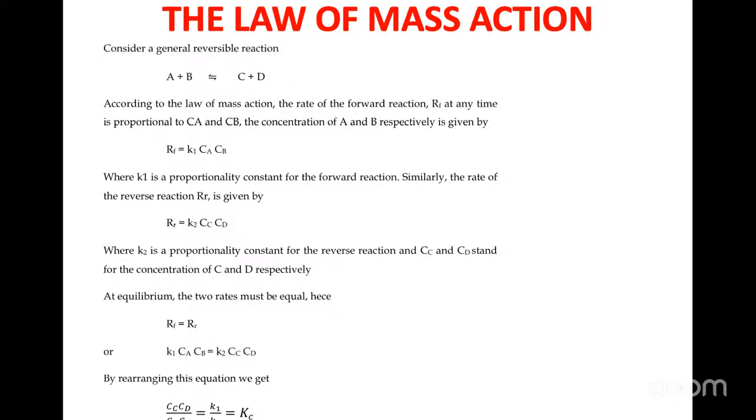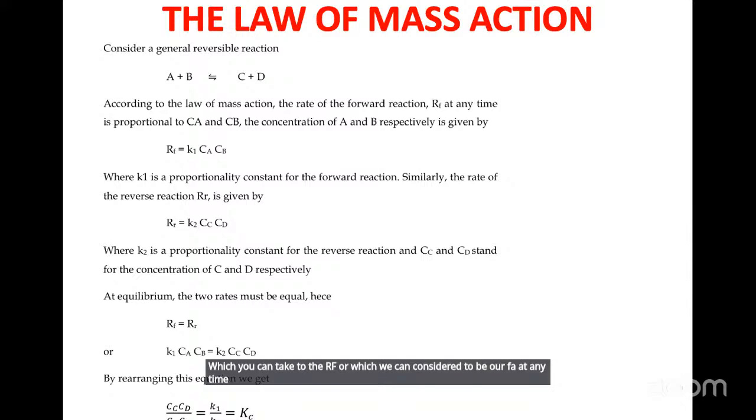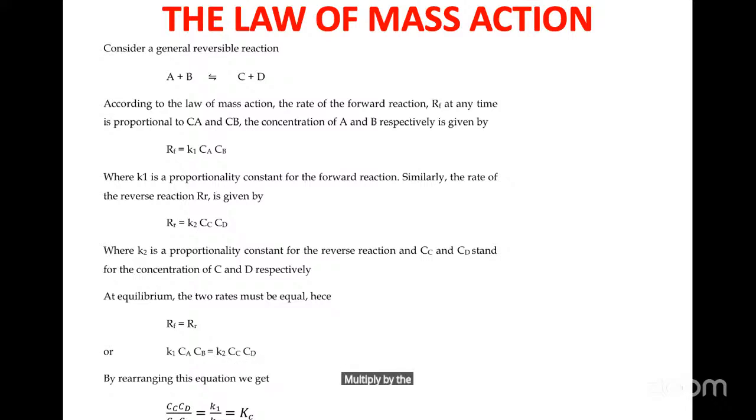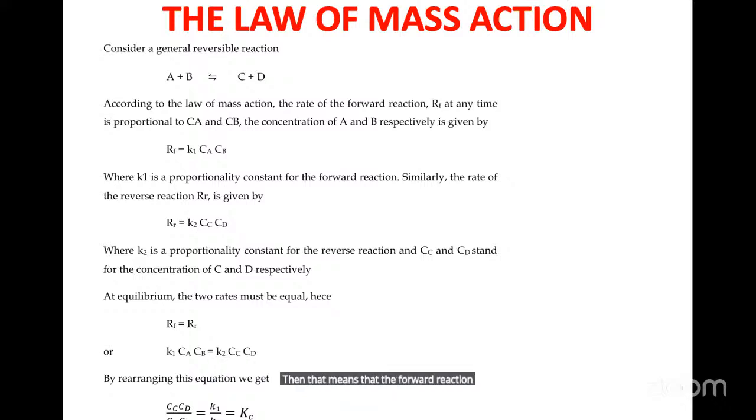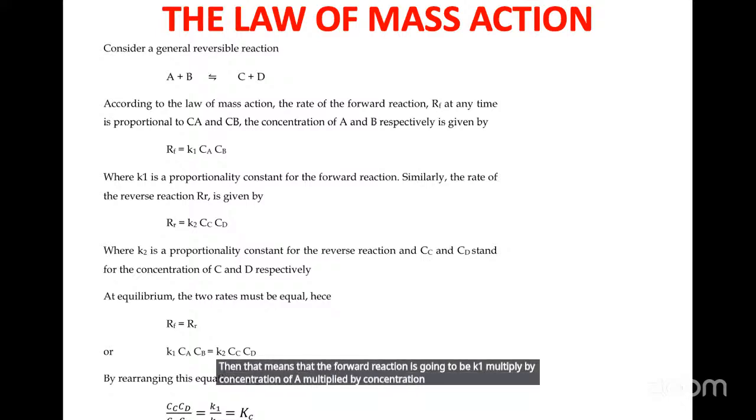Now, according to the law of mass action, the rate of forward reaction, which we consider to be RF here, at any time, and from our chemical kinetics, you know that the rate is proportional to the concentration of the reactant multiplied by the rate constant, which is what we have here. So for that reversible reaction, A plus B to give you C plus D, the rate of forward reaction is going to be K1 multiplied by concentration of A multiplied by concentration of B.